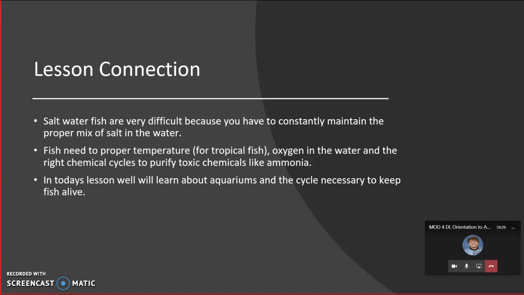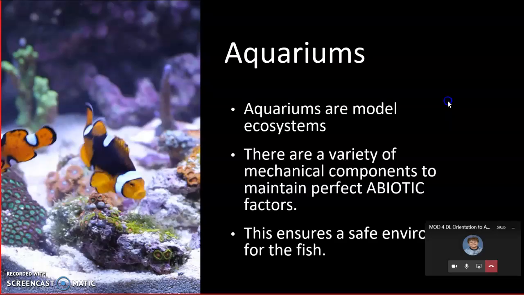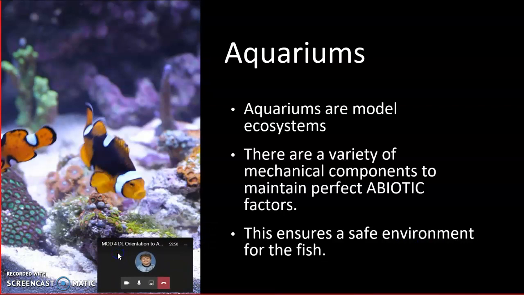In today's lesson, we will learn about aquariums and the cycles necessary to keep your fish alive inside of an aquarium system. Okay, so aquariums are model systems. Model is the first blank. So right now, on your paper for blank number one, you're going to fill out model. And it's right here in the first bullet note on the screen. Aquariums are model ecosystems. There are a variety of mechanical components to maintain perfect abiotic factors.